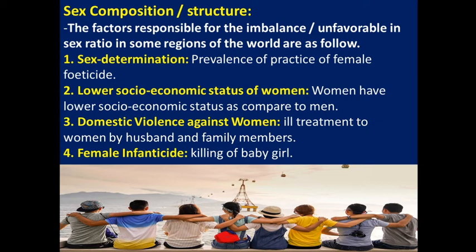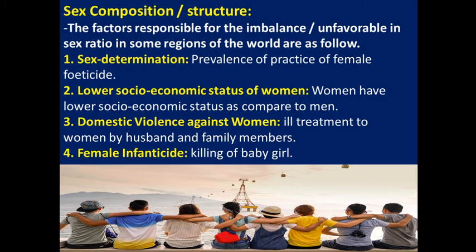Female feticide means sex selective abortions, killing by determining the sex of a baby. So if it is female, they kill it in the fetus. So this one, sex determination, the prevalence of the practice of female feticide, means killing the female inside the mother's womb, or we can say sex selective abortion by using technologies such as ultrasound.